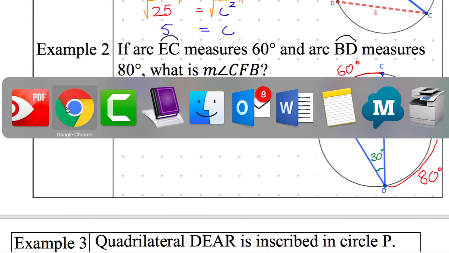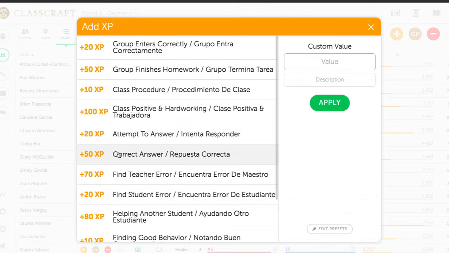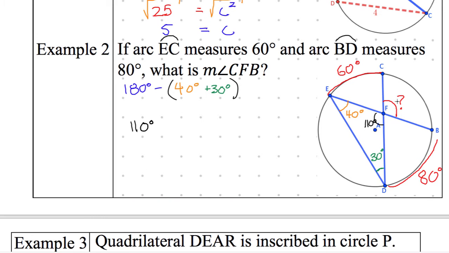I need one final volunteer to tell me why. That last part where Colby was able to get from this side to this side, what theorem did Colby just use? How many people know this name? Ellery. It is indeed by vertical angles. Thank you, Ellery.